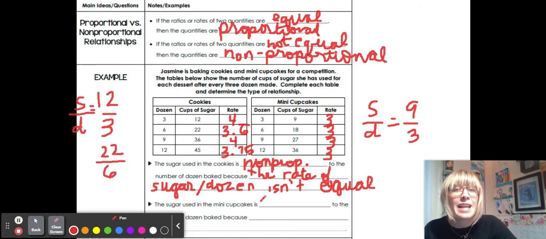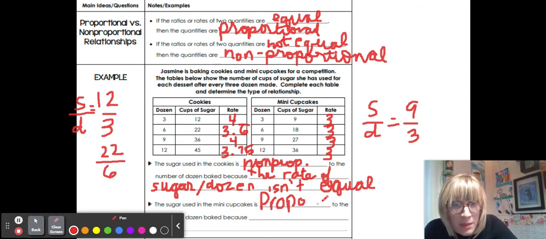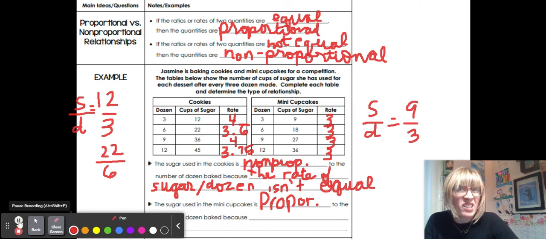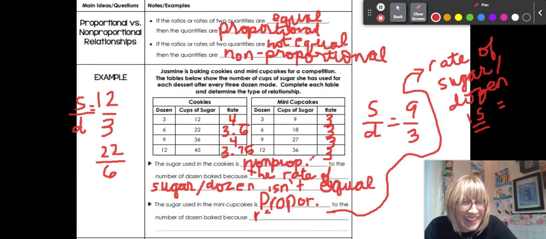Okay, so if we then look at the mini cupcakes, we can say the sugar used in the mini cupcakes is proportional. Take a second and see if you can figure out why. If we know that the cookies were not proportional, and we know that the mini cupcakes are proportional, how do you know? Go ahead and pause the video, and see if you can come up with a hypothesis.